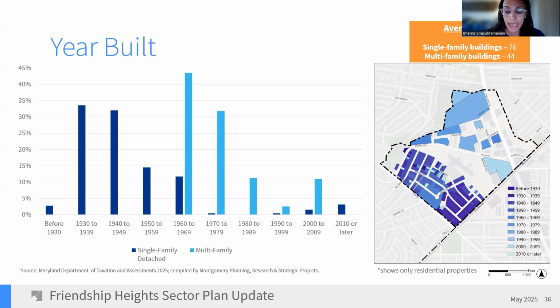Accordingly, we can look at the average age numbers. The average age of the single-family homes is 76 years, while the average age of the multifamily buildings is 44 years. And the map on the right, which is only showing the residential properties in the plan area, shows spatially where the single-family homes are. Those are in the Brookdale neighborhood, and where the multifamily structures have been constructed, and this is in the downtown area. Next.